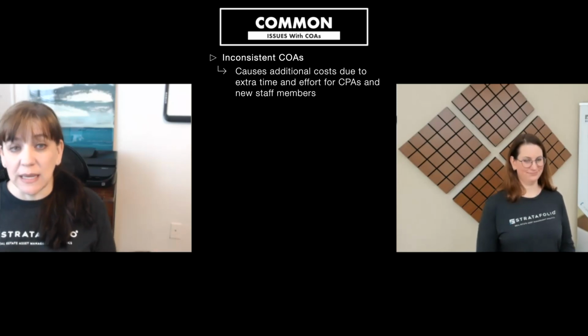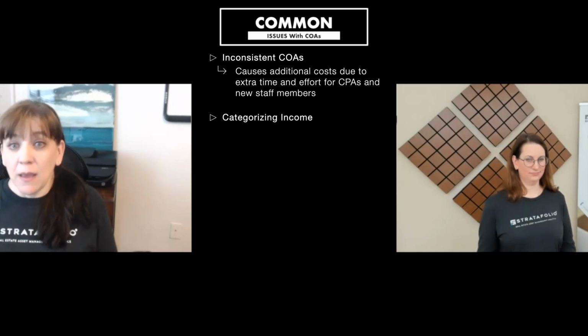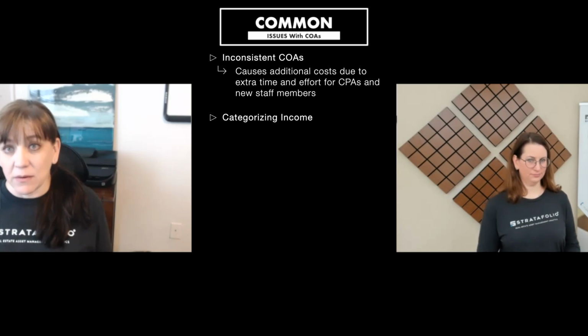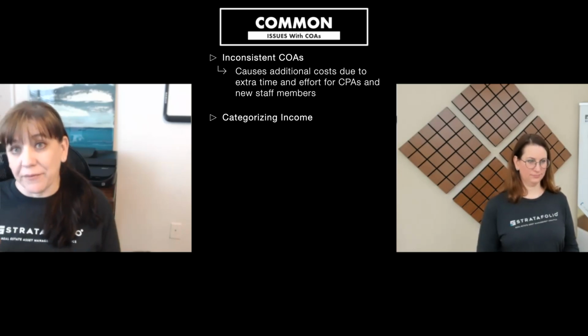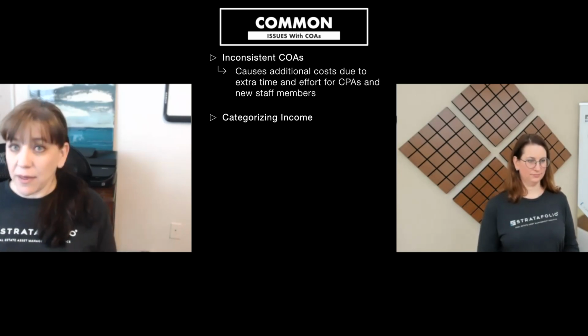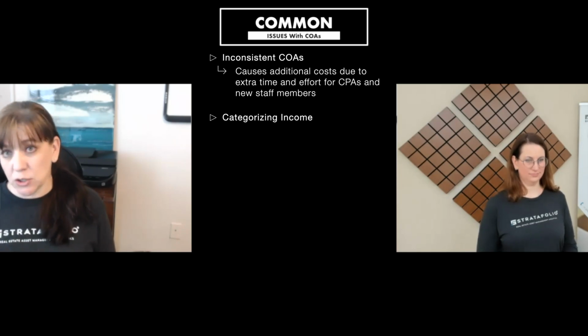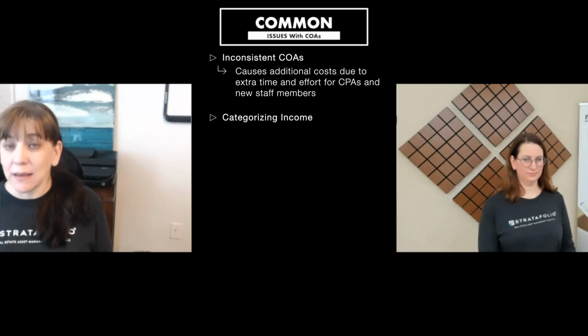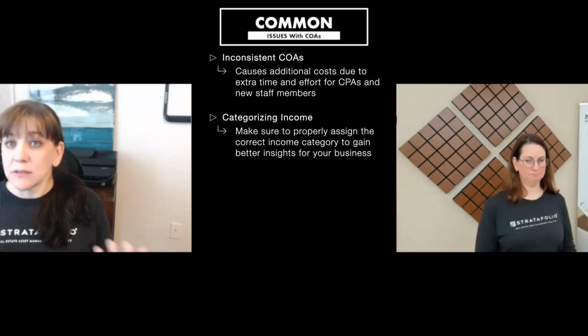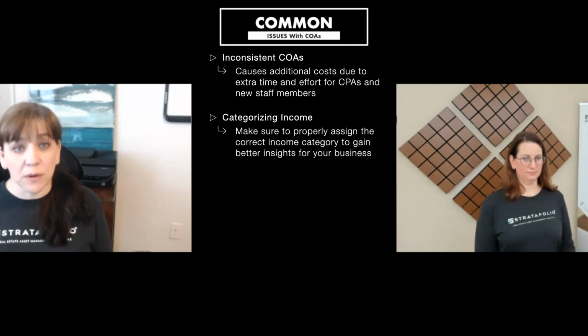Another issue is categorizing income. You really want to make sure that you are able to clearly separate out base rent income, income for other rents if you have them, such as storage or parking, and also the income from CAM reimbursement. They're separate categories and should be recorded as such.